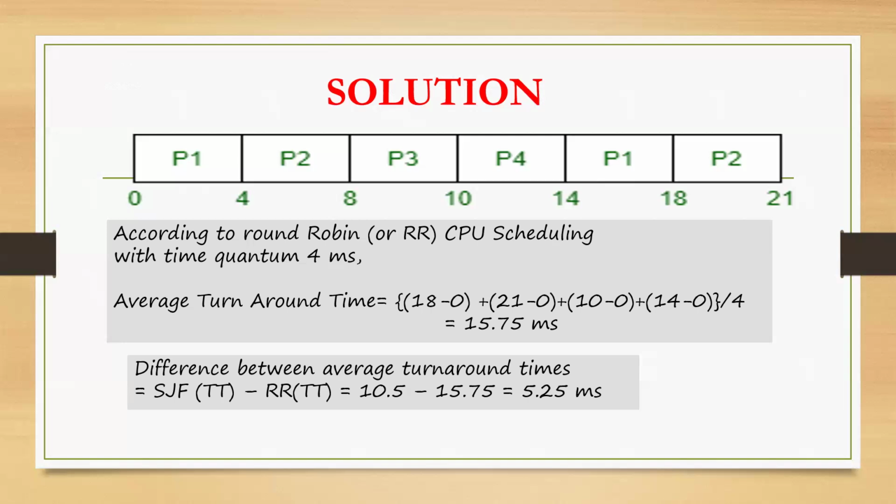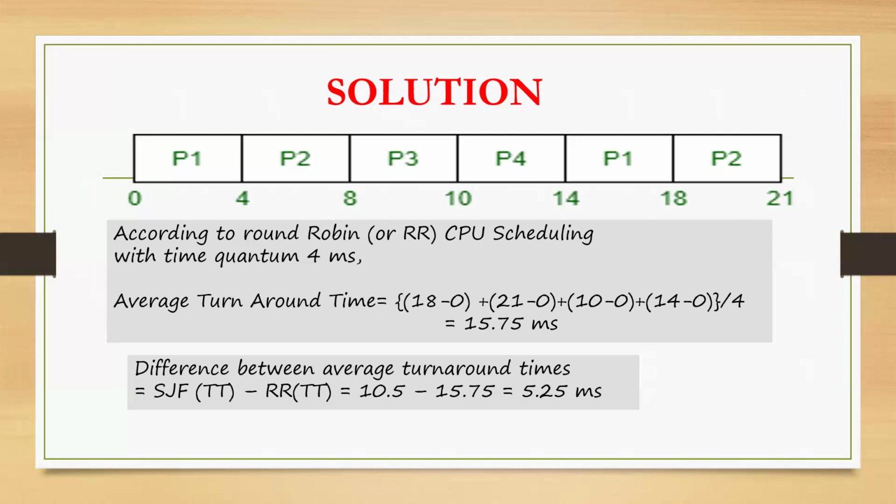The P4 total burst time is 4 and the time quantum is also 4, so both match. P4 starts at 10 and ends at 14. The remaining two processes are pending. So P1 and P2 again in order. For P1, 4 out of 8 already completed, so remaining 4, and 14 plus 4 is 18. The next process P2: out of 7, 4 already completed, so remaining 3. 18 plus 3 equals 21.